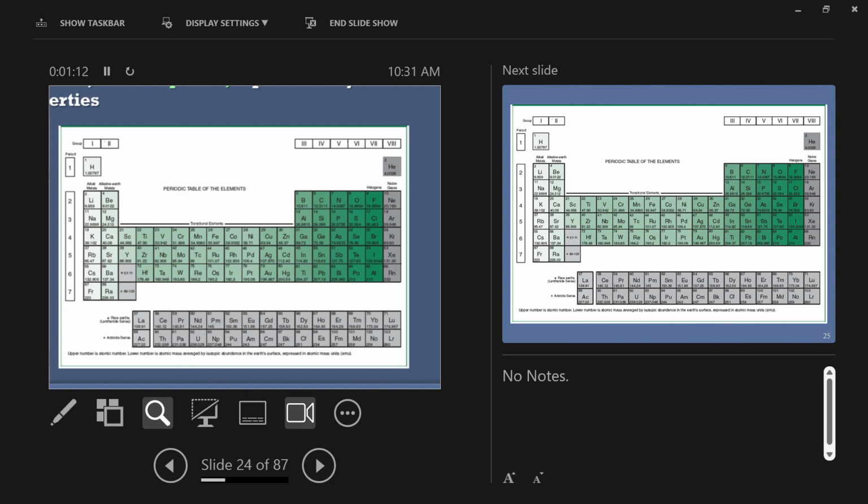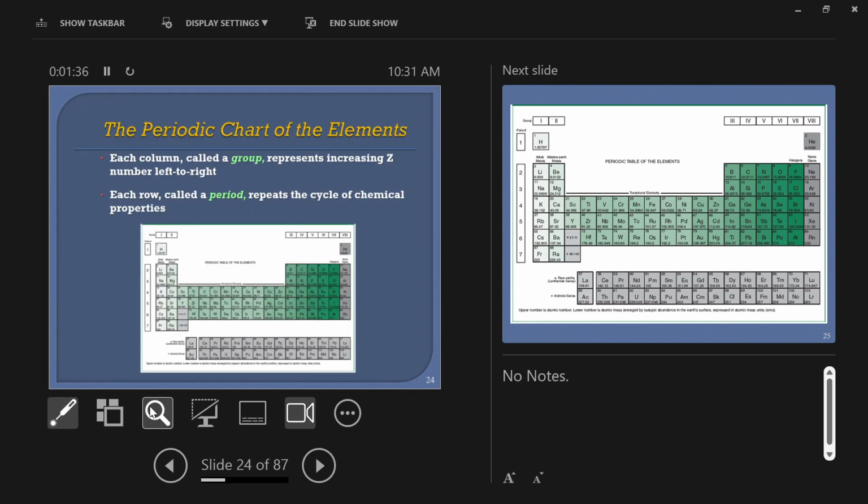So there's group 1, period 1, that's hydrogen. Then group 1, period 2, that's lithium. Group 1, period 3, that's sodium, and so on. So it's groups and periods, dividing the table into rows and columns. Let me now give you what that means for us. Each column is called a group, and there are 8 groups.